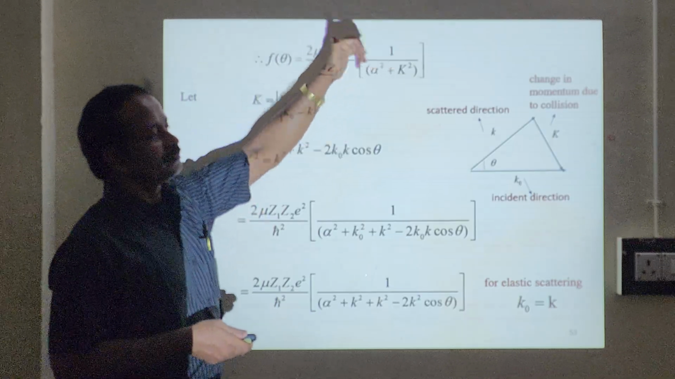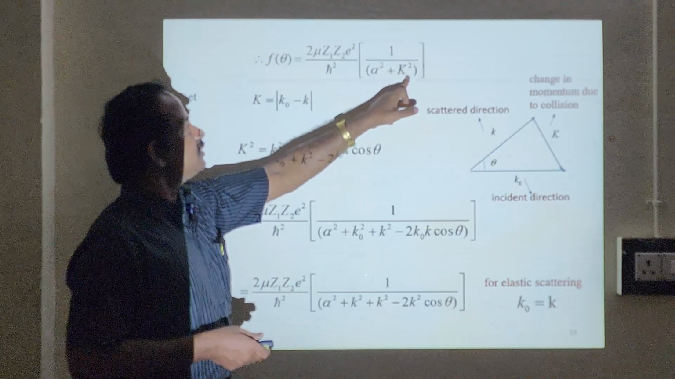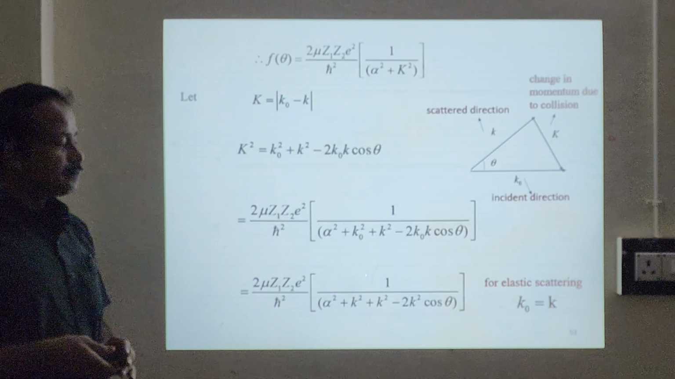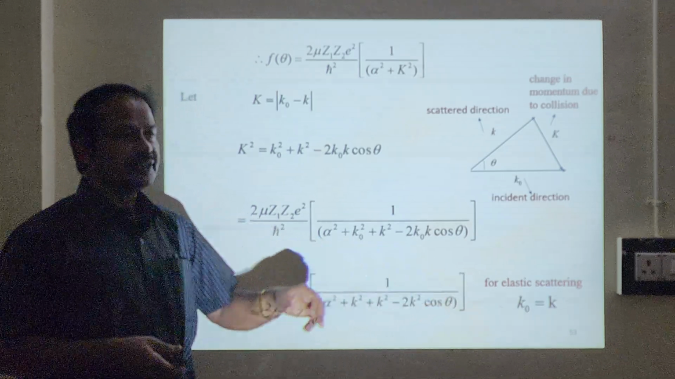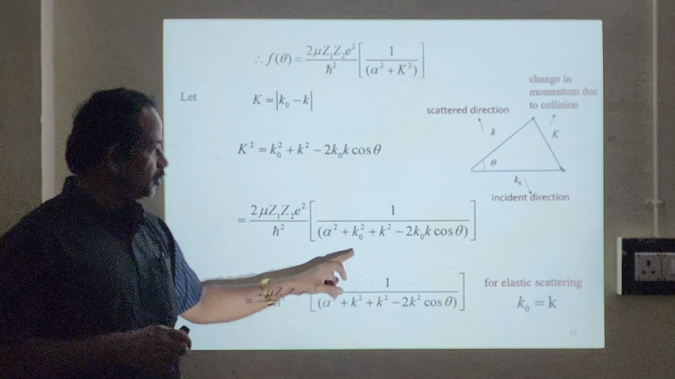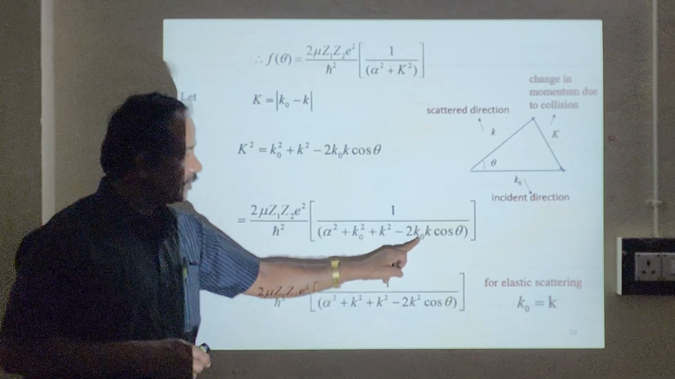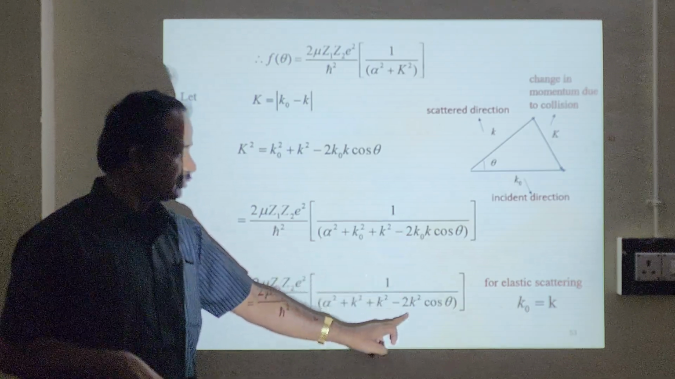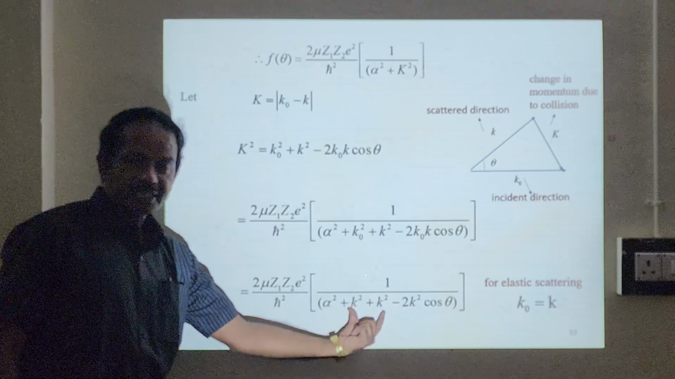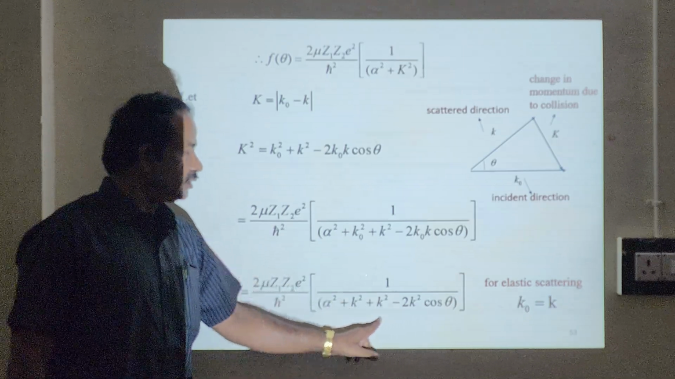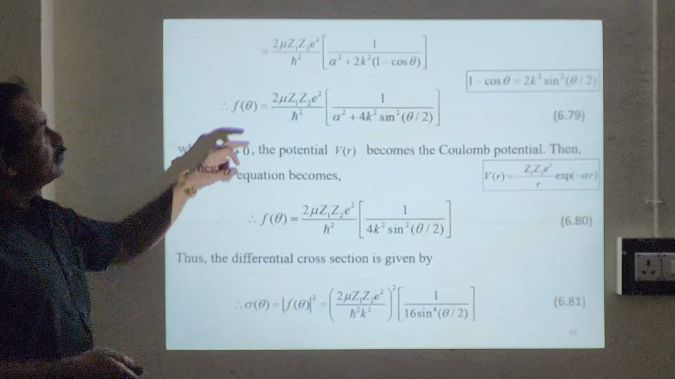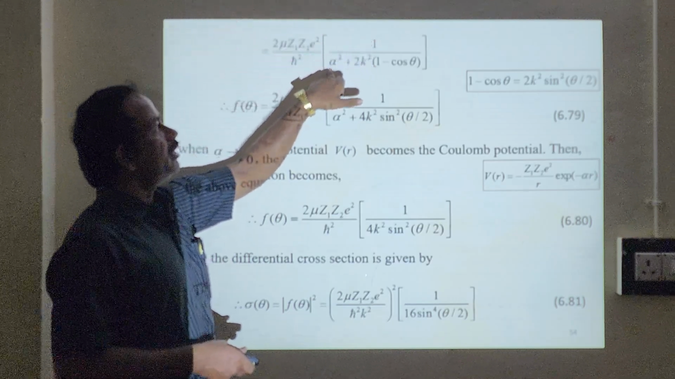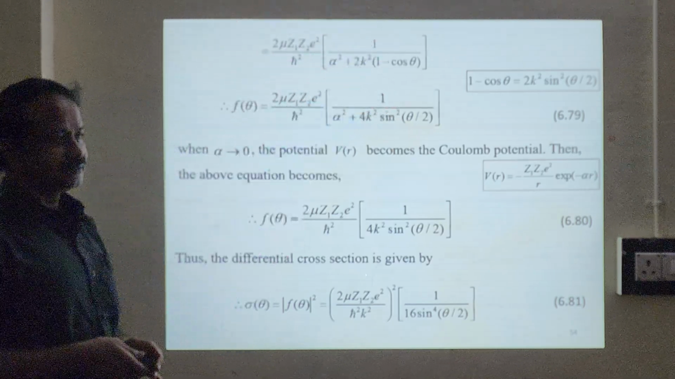You just have to substitute here. Okay, so alpha square plus, instead of K square you can substitute here. I have substituted here. Any doubt? And of course k naught equals k for elastic scattering, you just have to substitute. So you will have k square here, and here also you will have k square, instead of k naught k, so that will be minus 2k squared cos theta. k squared plus k squared will be 2k squared, so I can pull this 2k squared out. So 1 divided by alpha squared plus 2k squared into 1 minus cos theta.